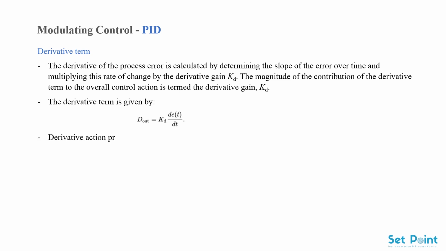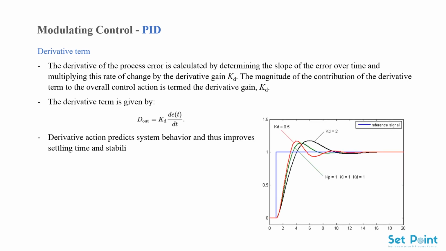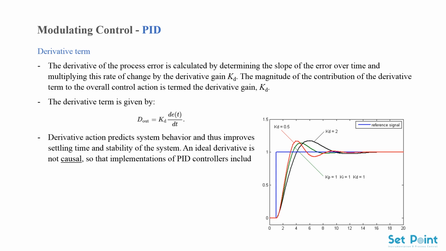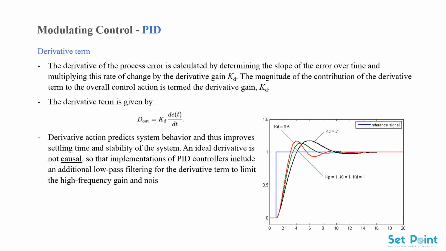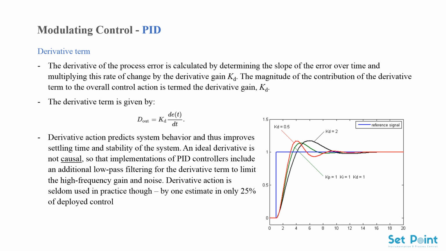Derivative action predicts system behavior and thus improves settling time and stability of the system. An ideal derivative is not causal, so implementations of PID controllers include an additional low-pass filtering for the derivative term to limit the high-frequency gain and noise. Derivative action is seldom used in practice though, by one estimate in only 25% of deployed controllers, because of its variable impact on system stability in real-world applications.